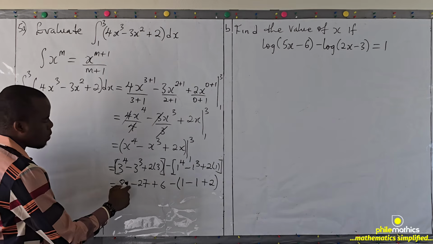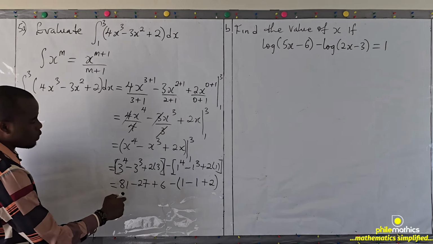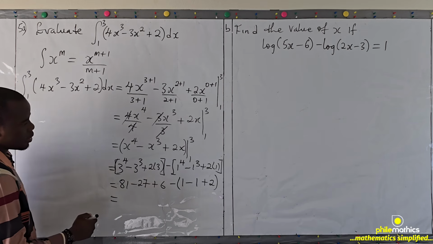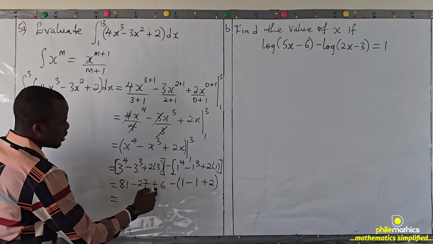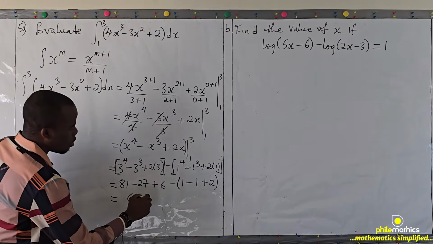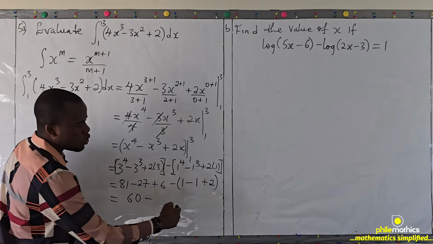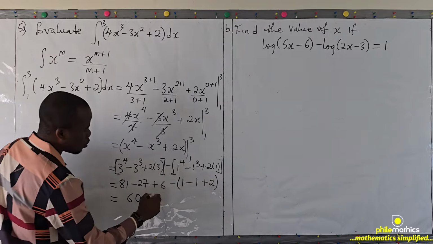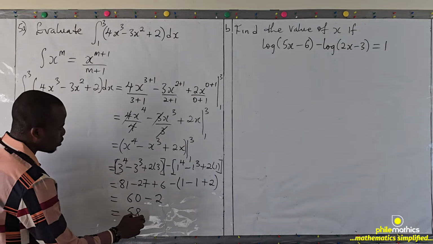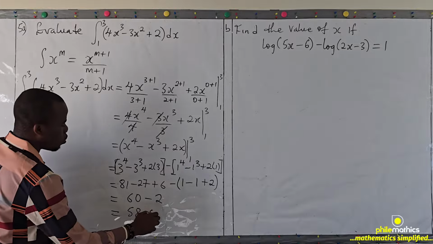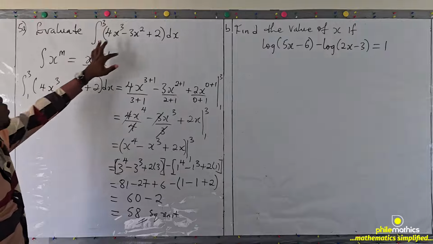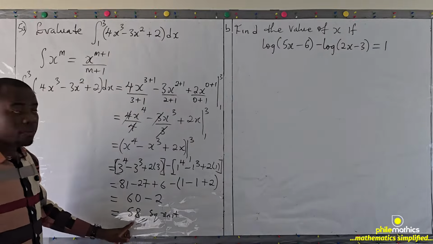81 minus 27 is 54, plus 6 is 60. So this is 60, minus 1 is 0. So this minus is minus 2. 60 minus 2 is 58 square units. So the integral of this is 58.